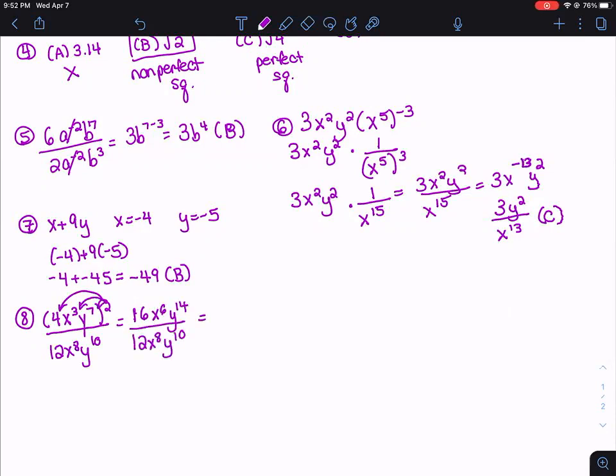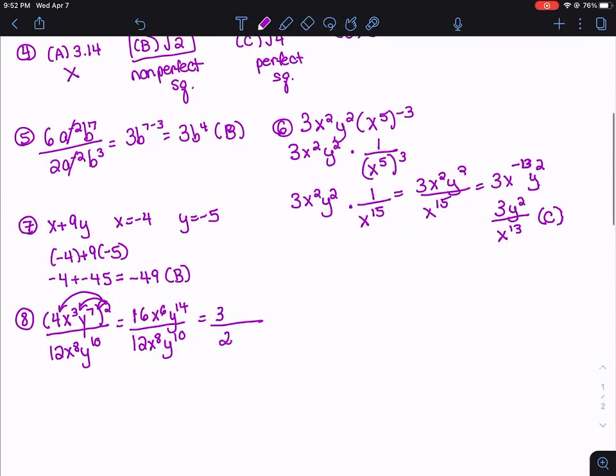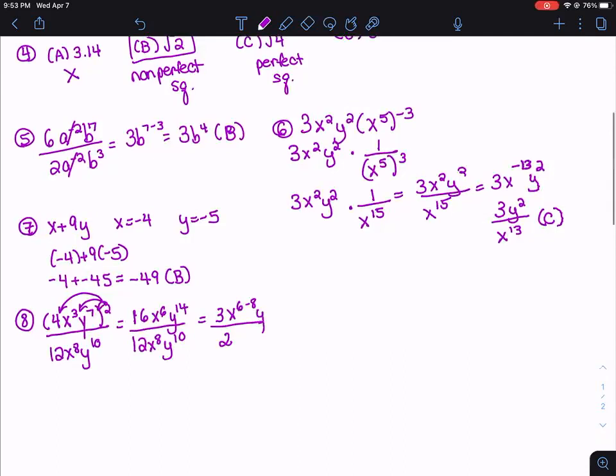16 divided by 12 is 3 over 2 because 16 and 12 have 4 in common. All the answers had 2 over 3, so that's where it went wrong, and I apologize. Then we have x to the 6 minus 8, which is x to the negative 2, and y to the 14 minus 10, which is y to the 4.